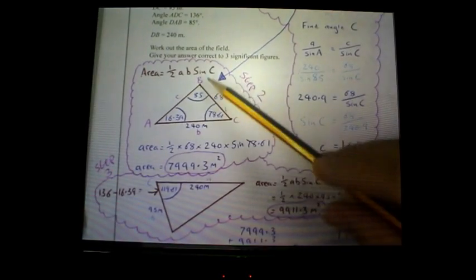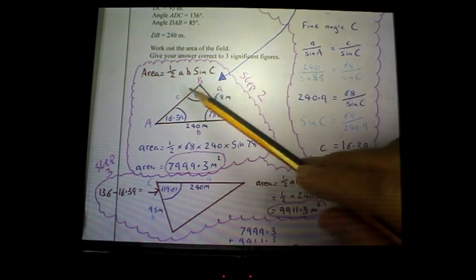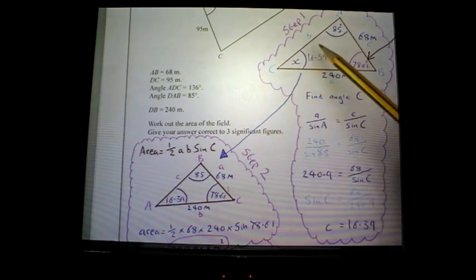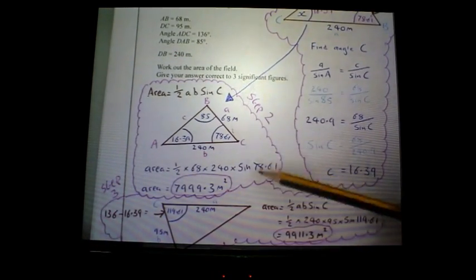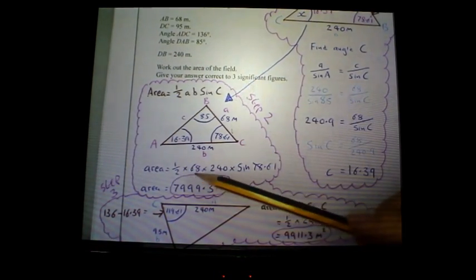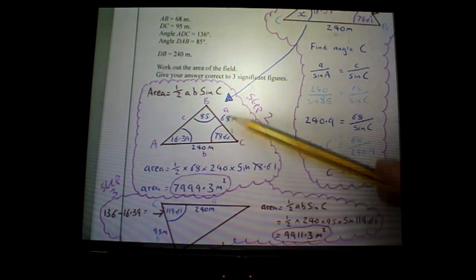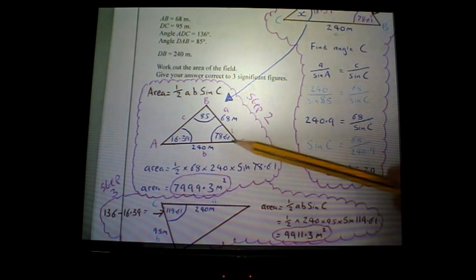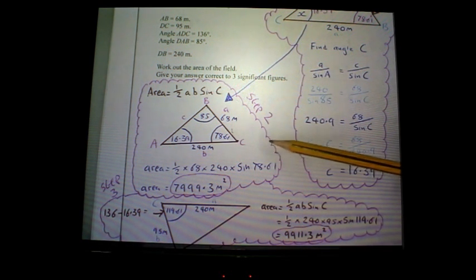So now I can use this one here, area is half AB sine C, to find the area of this. So I've drawn my arrow coming down to this one. I'll leave that there so you can have a look at my workings. Area is half times 68, because that's what A is, times B, which is 240, times sine 78.61, which is what that is.